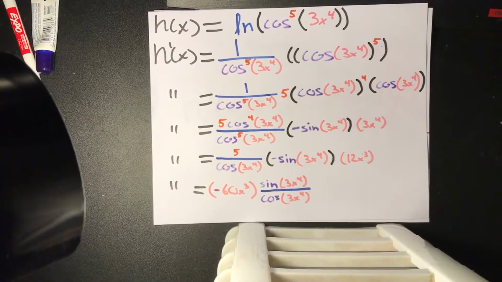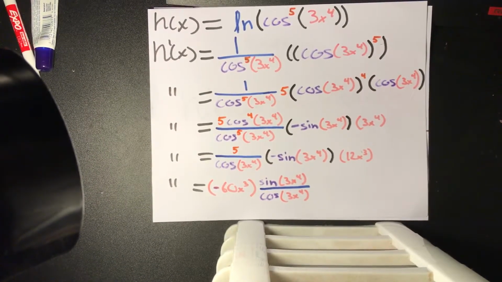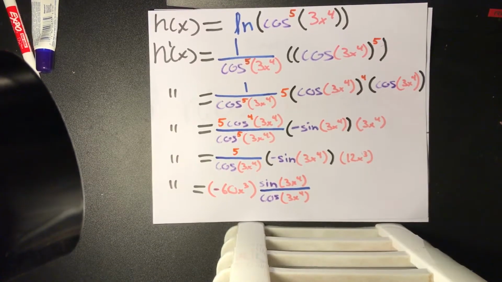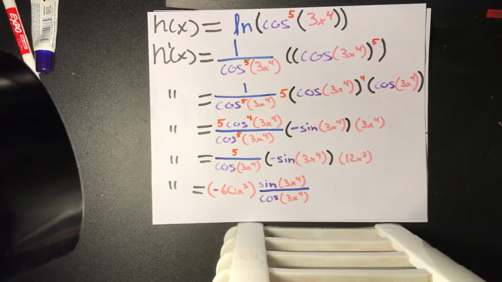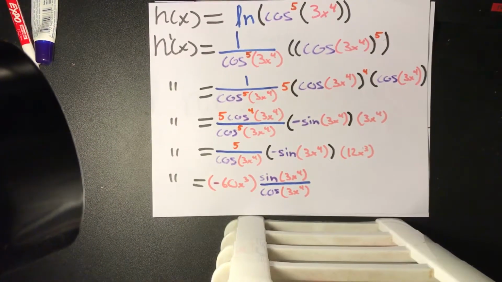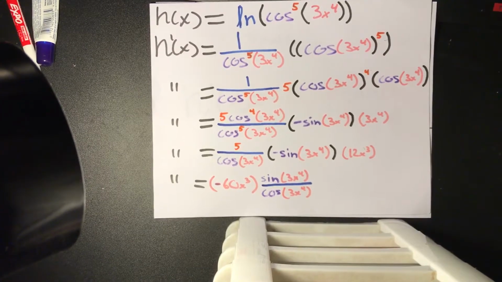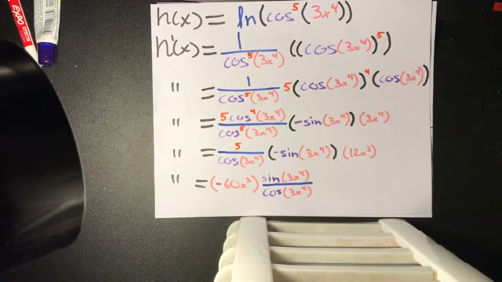So the third example is not so easy. It's actually pretty hard. So first we have 4 layers here, and the first layer would be natural log. Second layer would be the fifth power, for cosine to the fifth, and the third layer would be cosine, and the fourth would be 3x to the fourth.